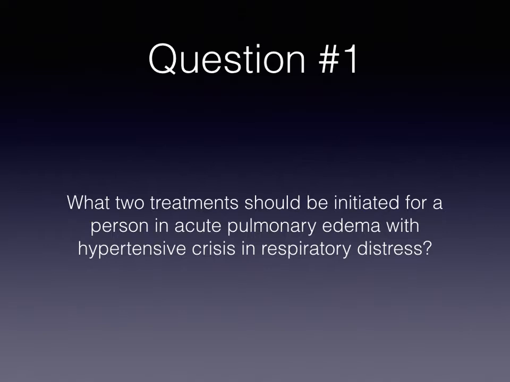All right, so that's kind of a review. Let's go over the questions here just a bit. What 2 treatments should be initiated for a person with acute pulmonary edema with hypertensive crisis in respiratory distress? And again, if you get nothing else out of this lecture, I want everybody to remember this. In the middle of the night, when you get there and you see a guy with sky-high blood pressure and respiratory distress, be thinking these 2 interventions. And they are nitroglycerin and CPAP. Remember, nitroglycerin is the only drug that's going to reduce mortality in these patients. CPAP is going to buy you some time to get that blood pressure under control and hopefully keep them off the ventilator and out of the ICU.